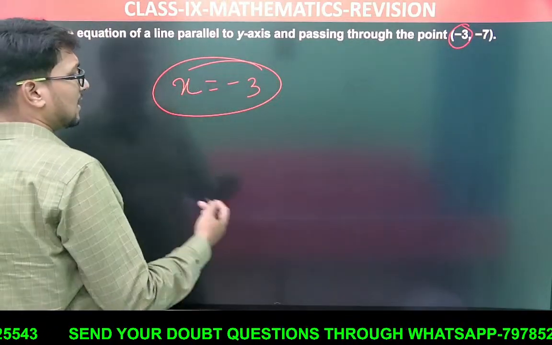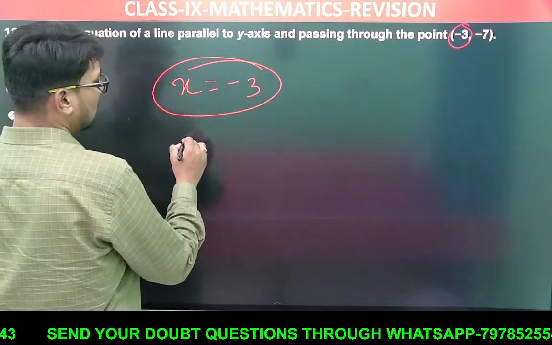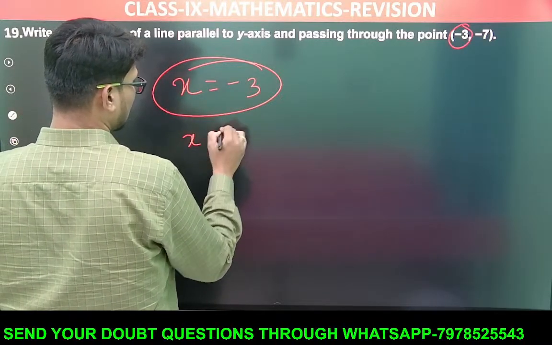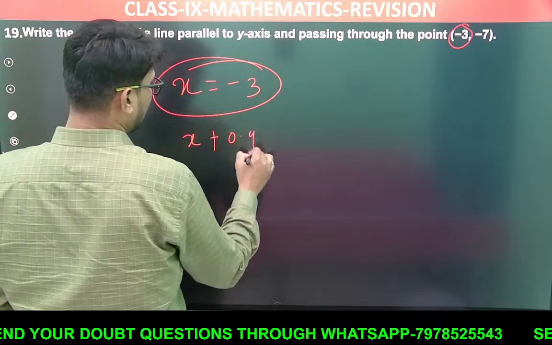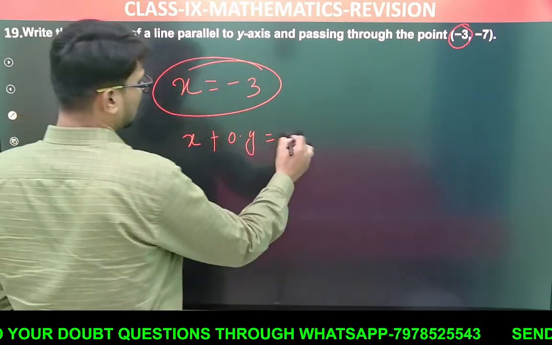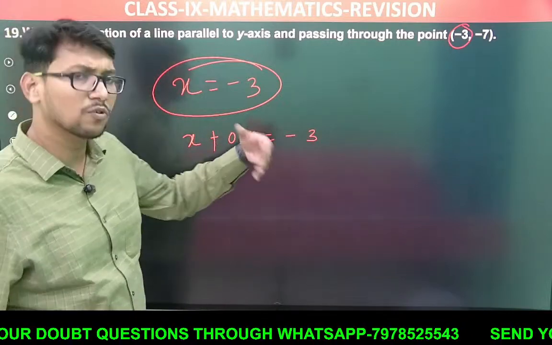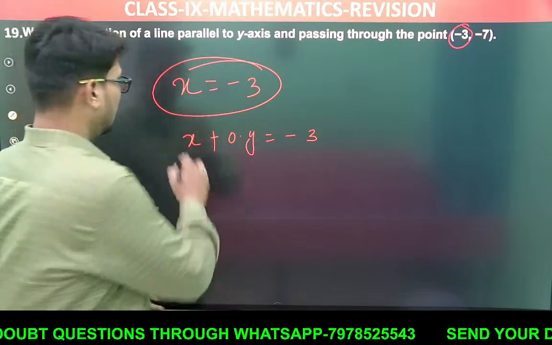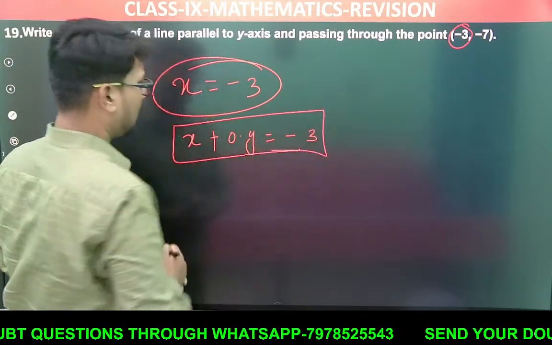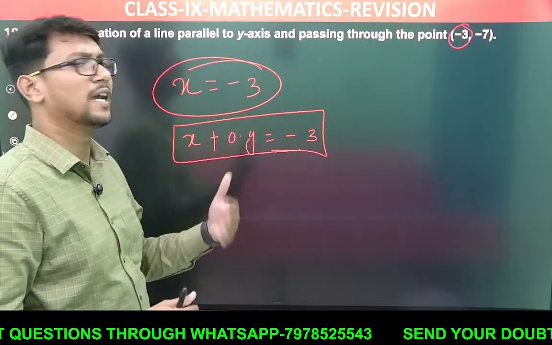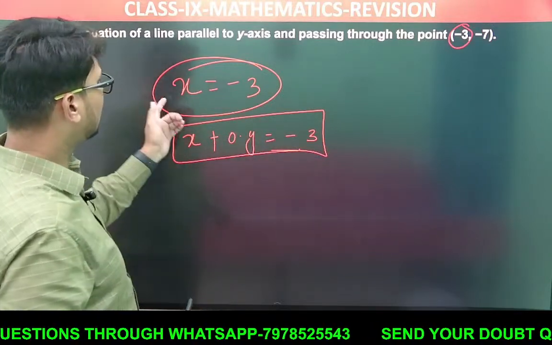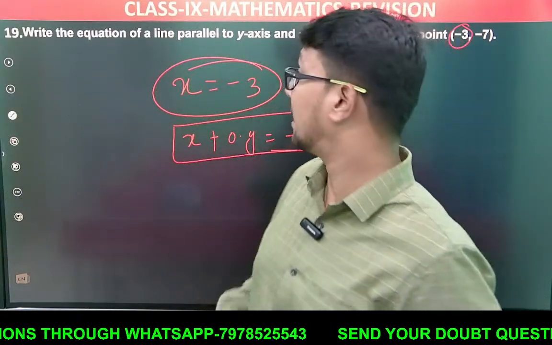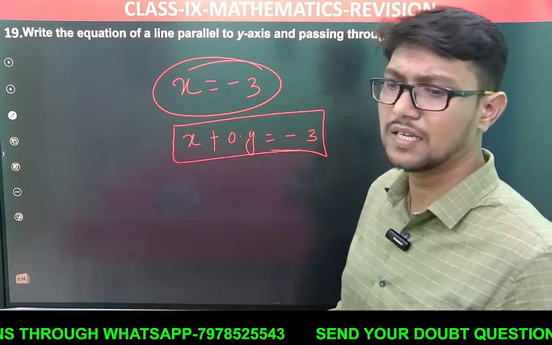If we write it as a linear equation in two variables, we can write x plus 0 into y is equal to minus 3. That means the y value could be anything, but x is minus 3. This is the equation, x equals minus 3. You can take y as minus 7, 4, 5, anything. But x equals minus 3 is an equation which is parallel to which axis? Y-axis. Very simple question.